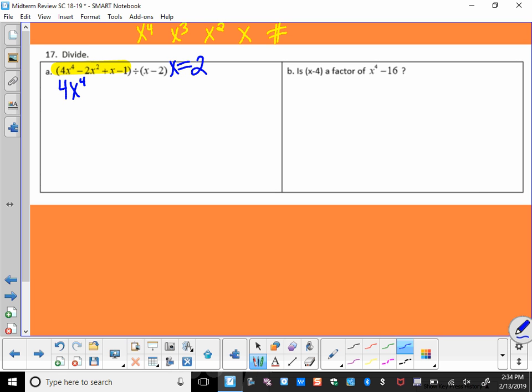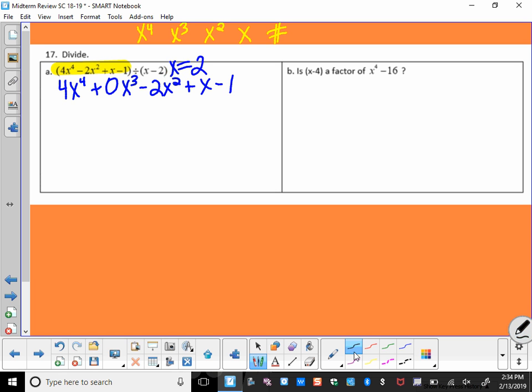Do I have the cube? No, so I'm going to write in plus 0x cubed. Do I have the x squared? Yes, so minus 2x squared. Do I have the x? Yep. Plus x, so I have the number, yep. So every time I switch the sign? No, I'm just taking the sign that it gave me. Negative 2x squared. Positive x, negative 1.